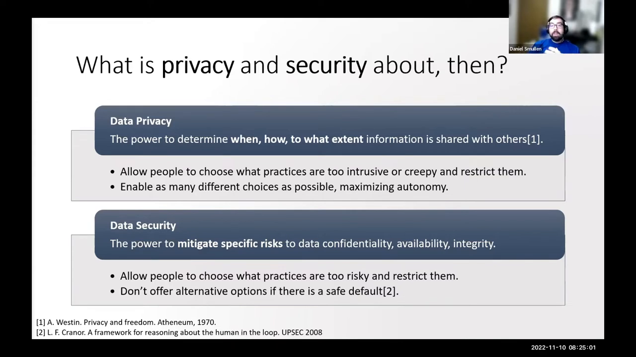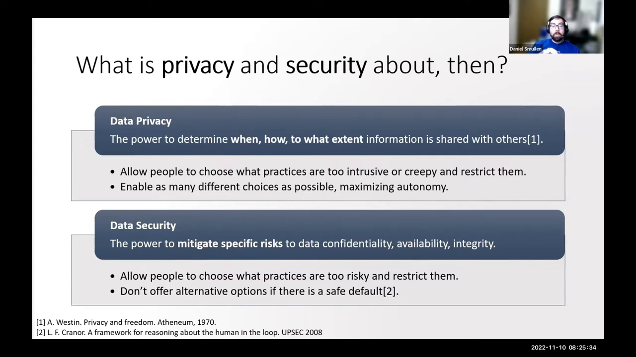But then there's this other side to that coin. We also want to enable as many different choices as possible because we want to maximize people's autonomy, right? We want to allow them to have that power of determination. Okay, so then data security is a little bit different here, and this is an extremely important distinction. That's about the power to mitigate specific risks to data confidentiality, availability, and integrity. It's this CIA triangle that a lot of people in security talk about, and that's a totally different problem.